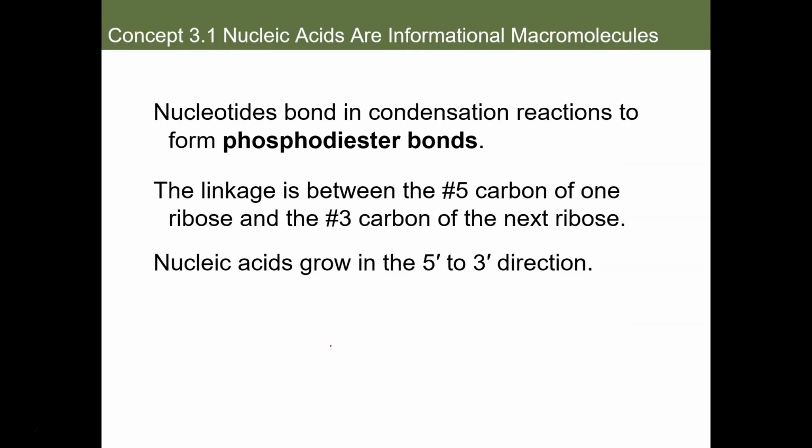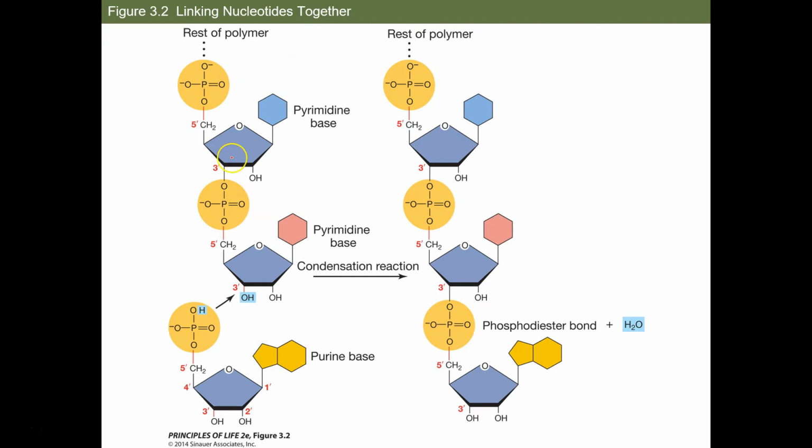Now, nucleotides bond in condensation reactions, much like we've discussed with every macromolecule, and their condensation reaction forms what's called a phosphodiester bond. This happens between the linkage of the number 5 carbon of ribose and the number 3 carbon of the next ribose. It can also be deoxyribose, I want to point that out. And that means nucleic acids tend to grow in what we call 5' to 3'. The 5' and 3' are on the back end here. The 5' is the carbon that sits off on its own, and the 3' is in this pivot corner right here.